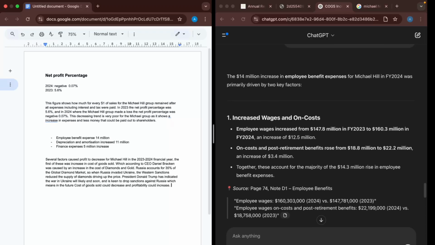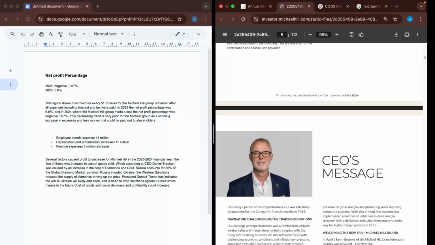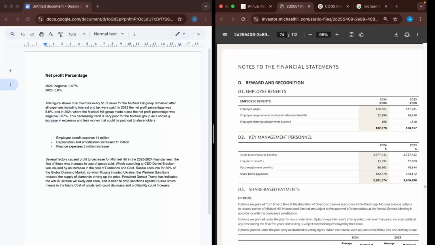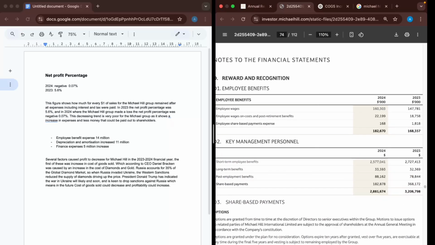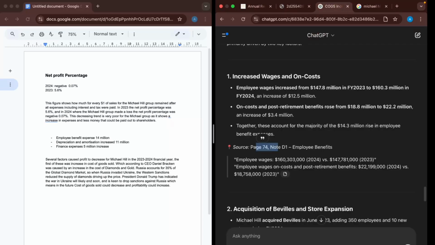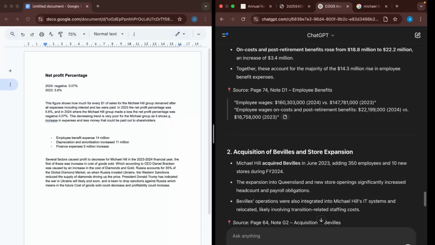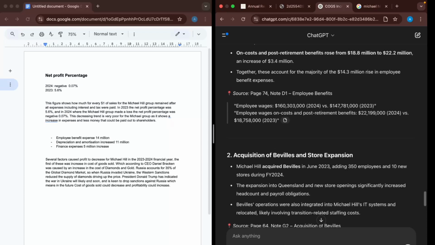So coming on to the wage increase here, guys. It's telling us to look here at page 74. Okay, so we'll go on to page 74 here. Remembering our employee benefits increased by 14 million, and we can see that roughly 14 million. So coming back to our AI tool, we're not too worried about.